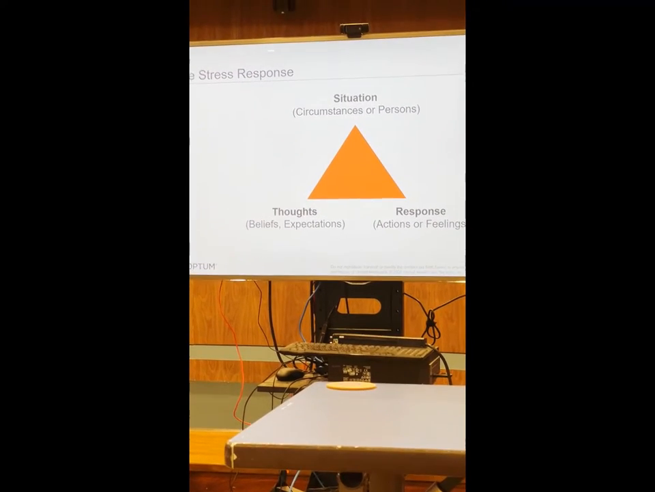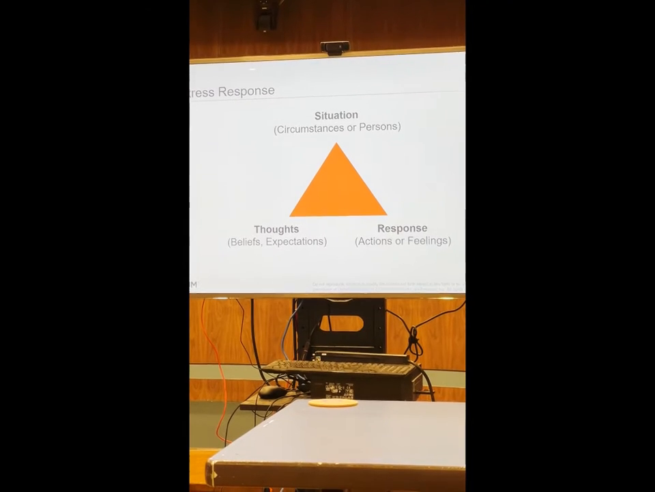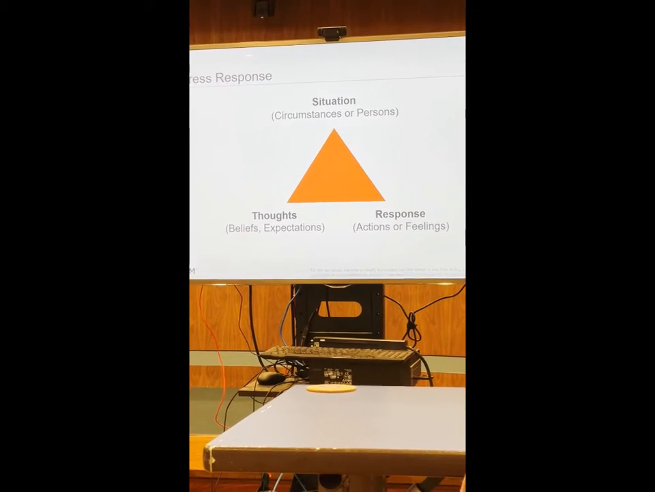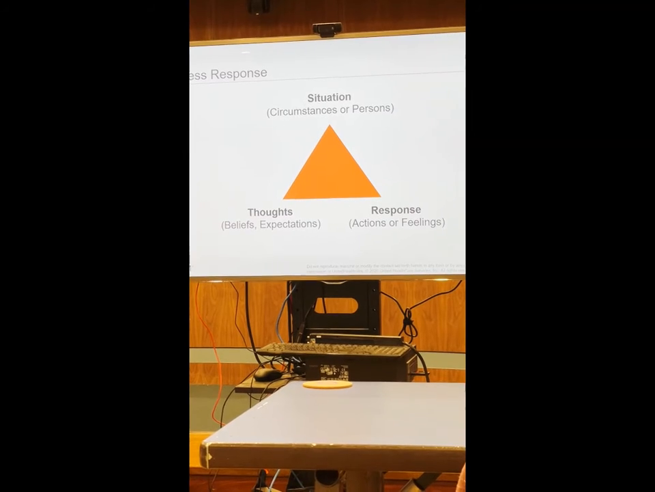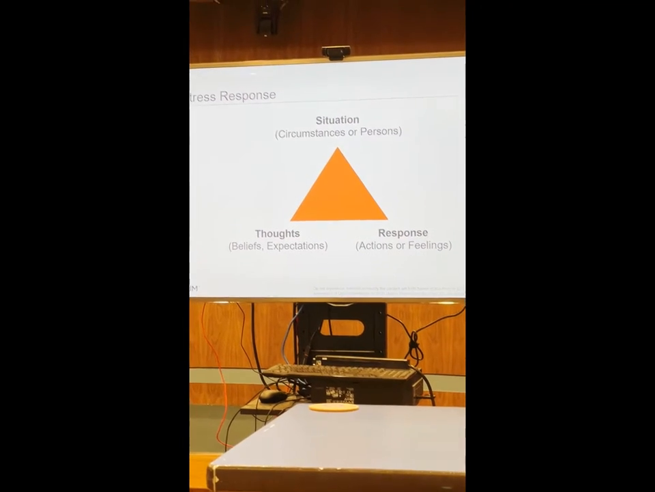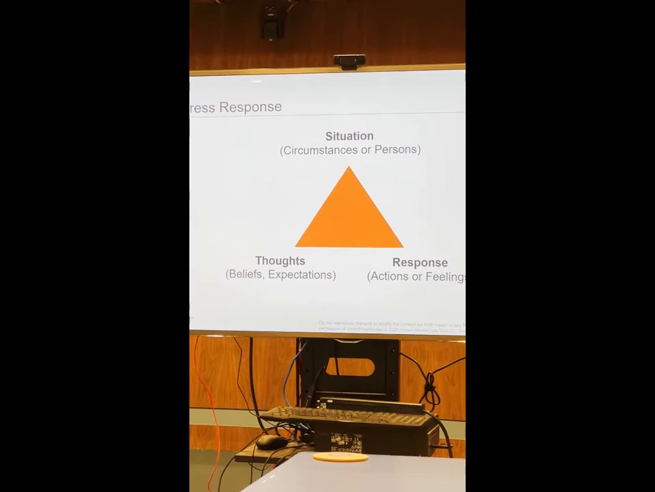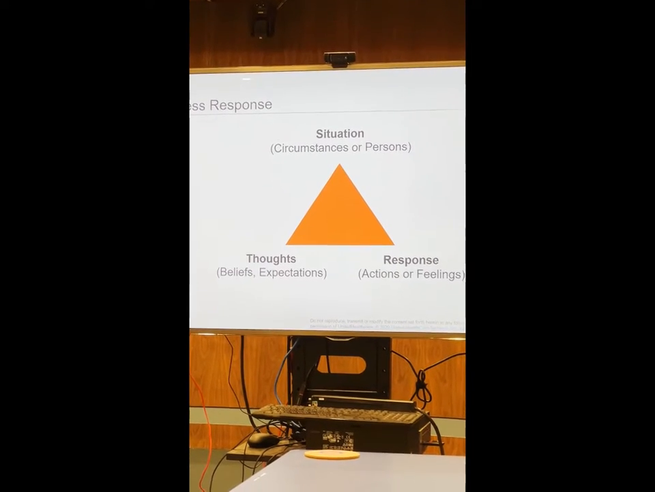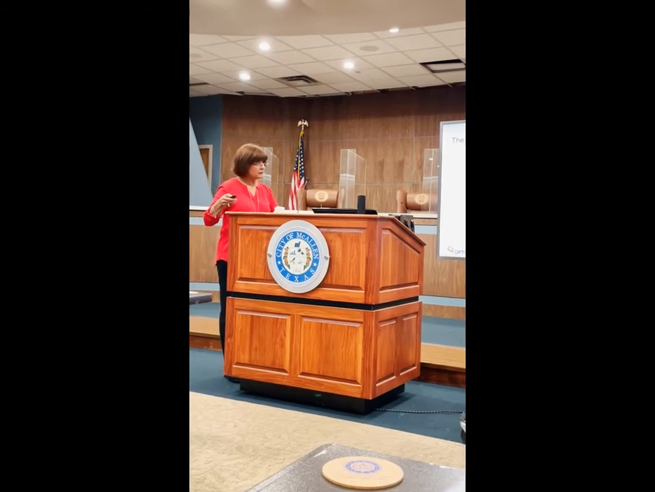So what's important about this cycle or progression of events is that we actually have choices. At each one of these points, we can modify the situation, we can modify our thoughts and what we expect, or we can modify our response, which is how we behave, right? Normally how we feel is going to come after we modify what we're thinking, right? So options for change, I believe, is the next slide.